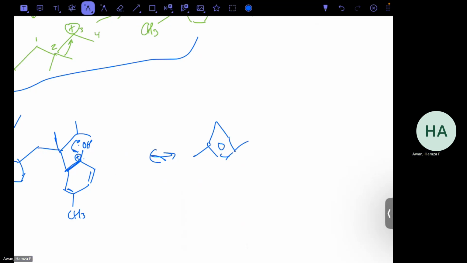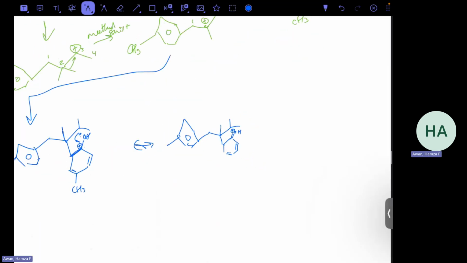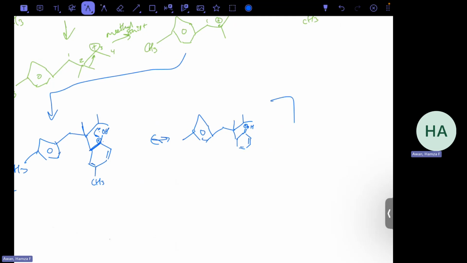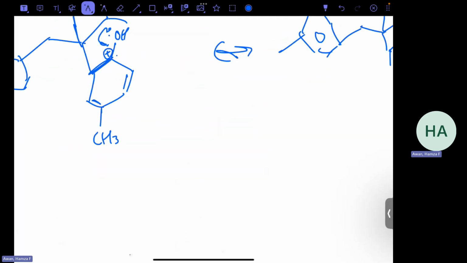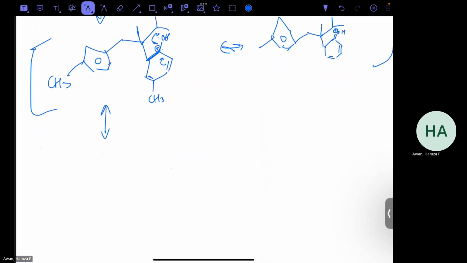Oh, that's weird. Come on, wait. Okay, then we have this. So that's one of our resonance contributors. From this one, we don't have any more, right? But if we went down this way instead, we drew this resonance contributor, we can do it like this.